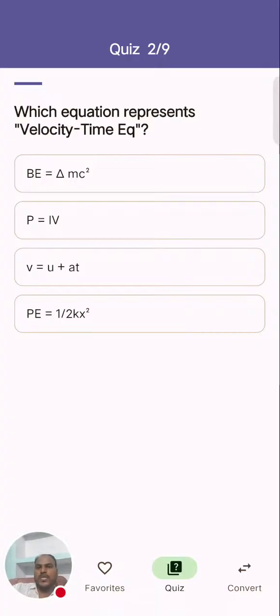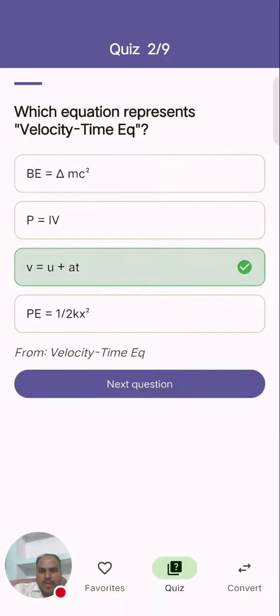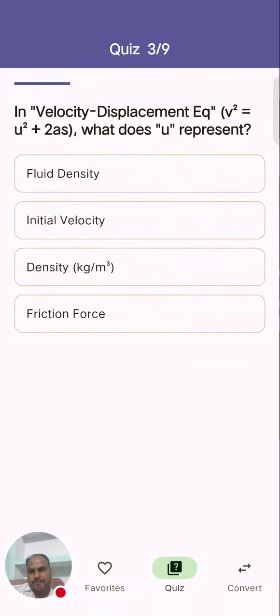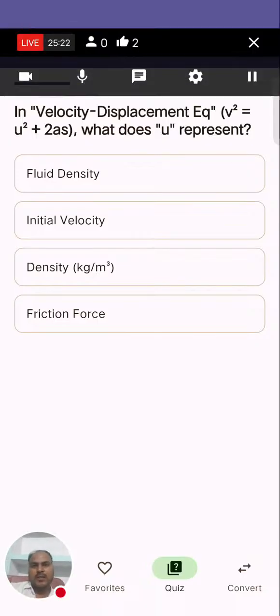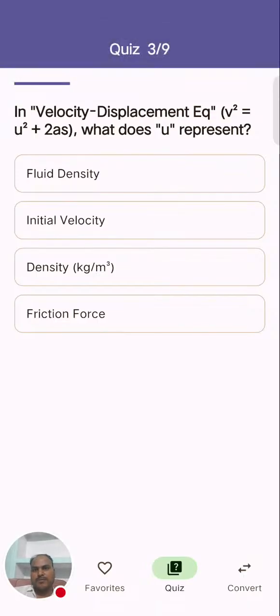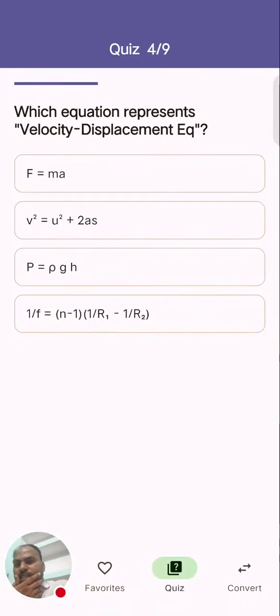Which equation represents the velocity time equation? V equal to U plus AT. Now, in the velocity displacement equation, V square equal to U square plus 2AS, what does U represent? U represents initial velocity here.